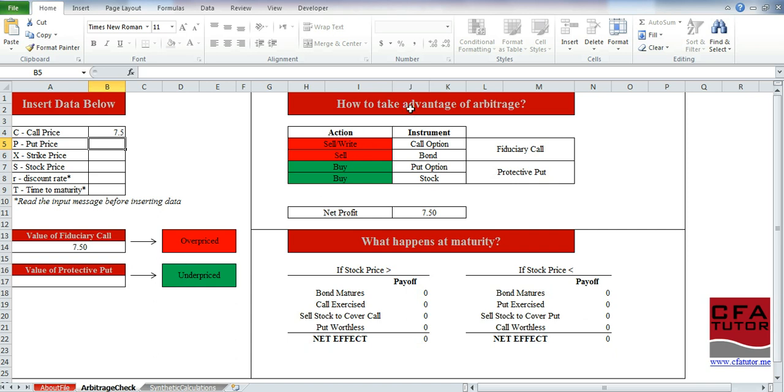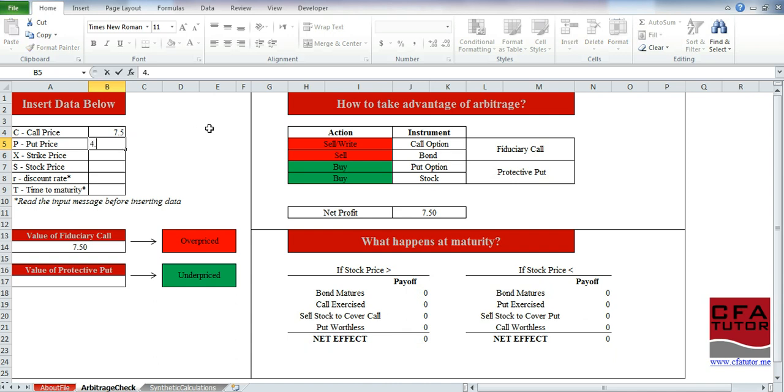And this is why it's telling you how you can take advantage of this arbitrage: basically by selling the call, selling the bond, buying the put, and buying the stock. And it shows you what happens at maturity and how much net profit you make. But this is obviously right now, because we don't have all the information yet.